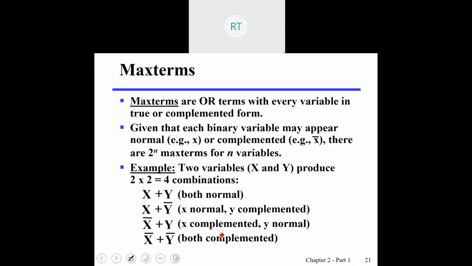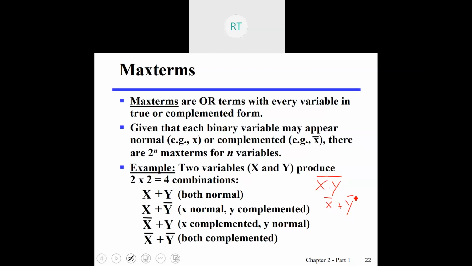We move to max terms. In max terms, it is as if you are having X, Y, and you do a bar for it. It will become X bar plus Y bar. So this is X bar plus Y bar, and they are both complemented, okay? So I had the X to be a 0 and the Y to be a 0, you complement it, and you will have X bar plus Y bar. Again, in max terms, you have two variables, and they actually produce four combinations. Okay, clear?